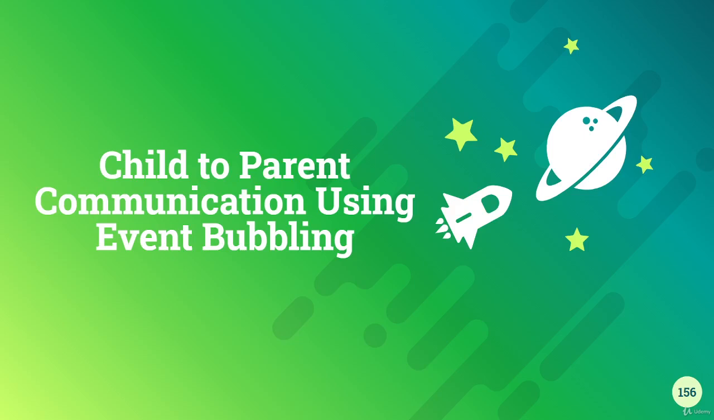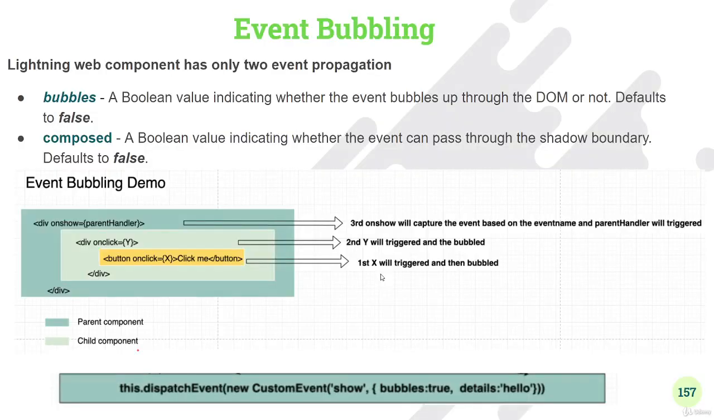In this video, we'll talk about child to parent communication using event bubbling. In Lightning Web Component, we have two types of event propagation. First is bubbles and the second is composed. Bubbles is a Boolean value indicating whether the event bubbles up through the DOM or not. By default it's false, so it means the event will not bubble through the DOM.